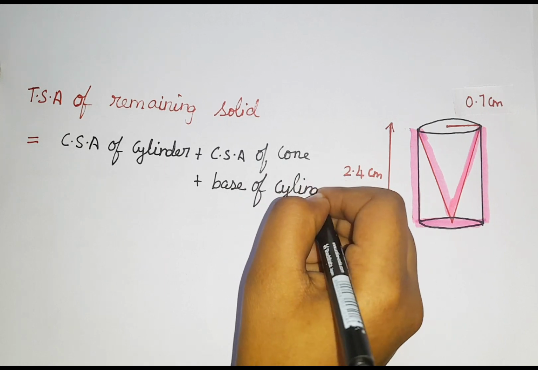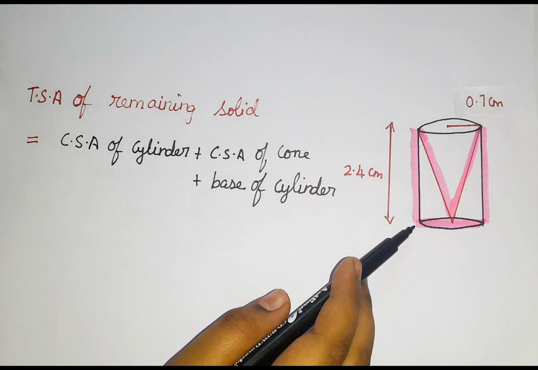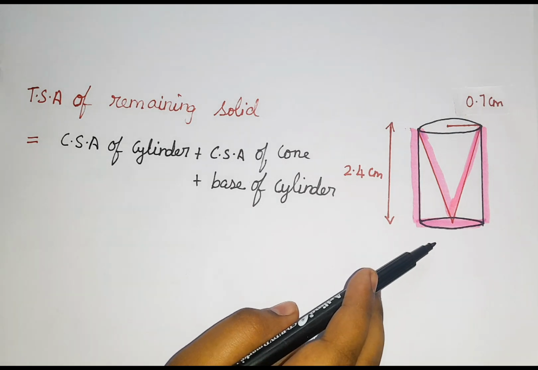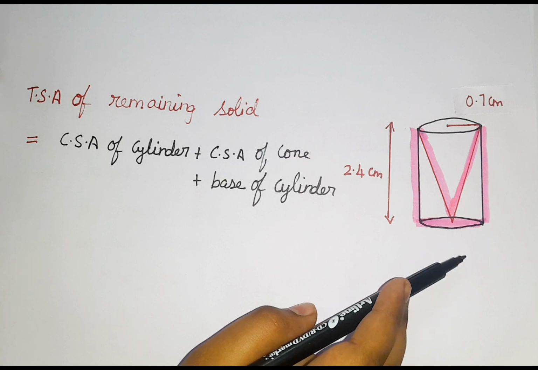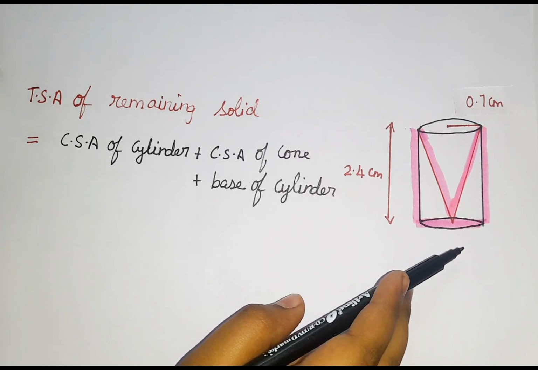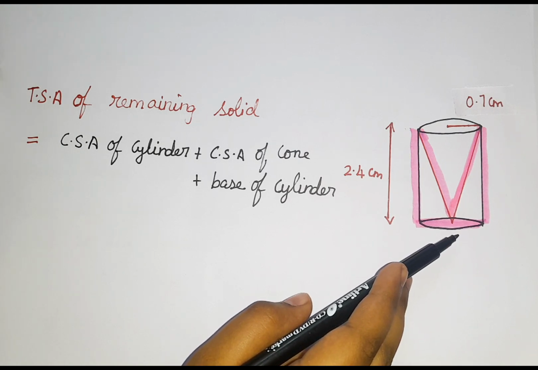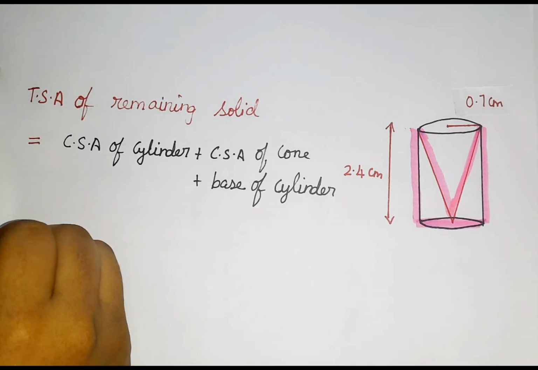So you guys might be wondering, in the previous question we didn't mention the base. Why? Because in the question they had already mentioned that do not include the base. Here they didn't mention that we are not supposed to include the base, so because of that we are including the base in this question. If they had mentioned don't include the base, then you can just ignore it. Okay guys, so now we are supposed to apply the formula.